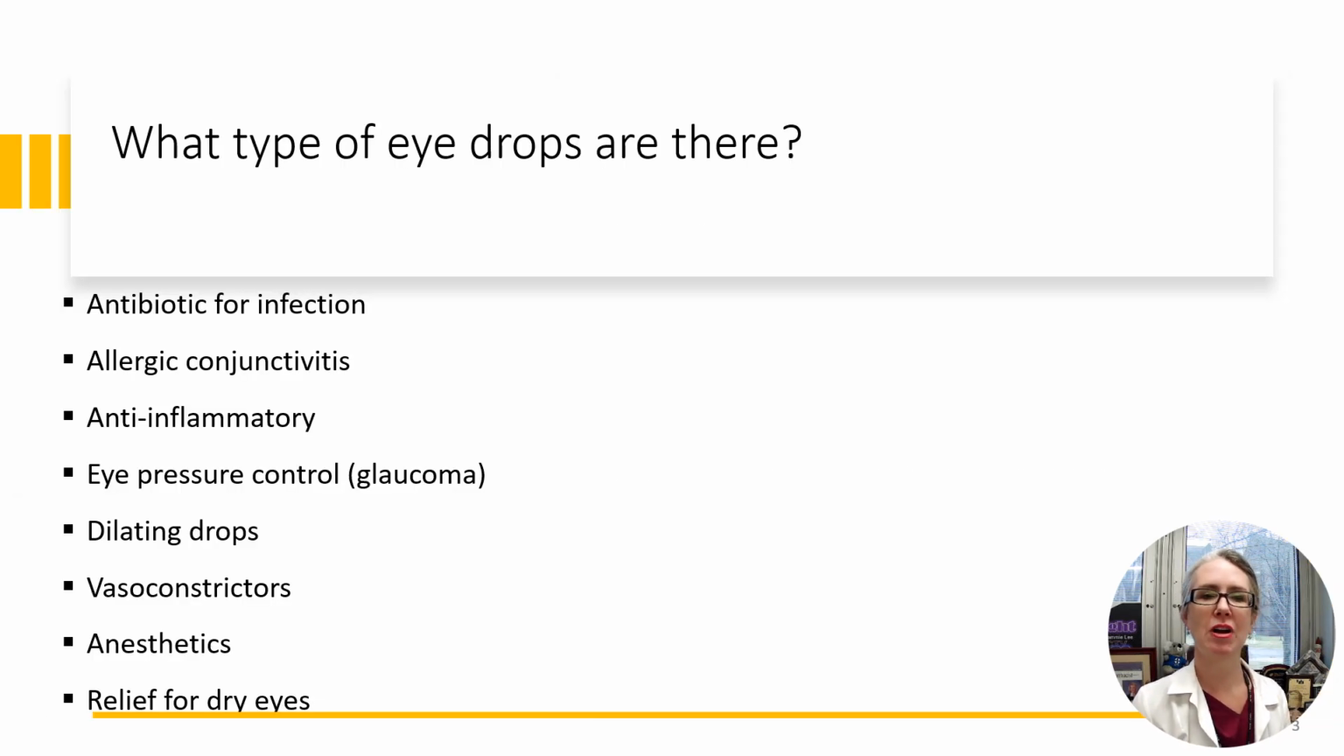So what kind of eye drops are there? You probably could guess a few, maybe not all of them. I had to actually make sure I didn't forget any of them. And one of the more common eye drops that we use would be for infection, an antibiotic eye drop. So when you have an infection in your body, you take an oral medication by mouth, and that helps get into your bloodstream, and then it gets rid of the bacteria that's causing the infection.